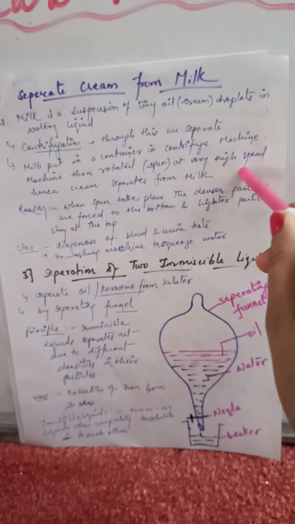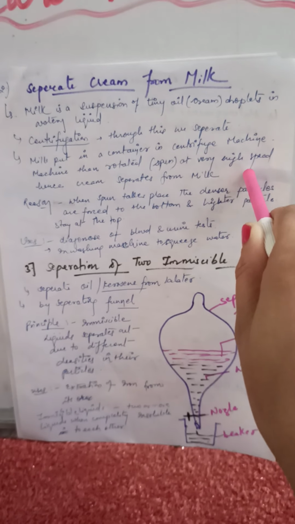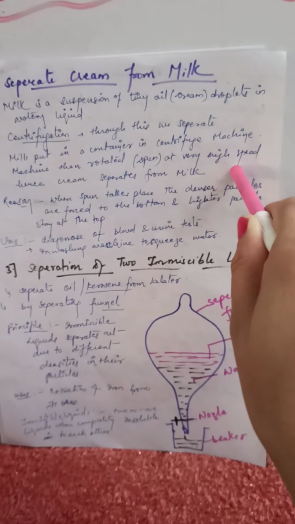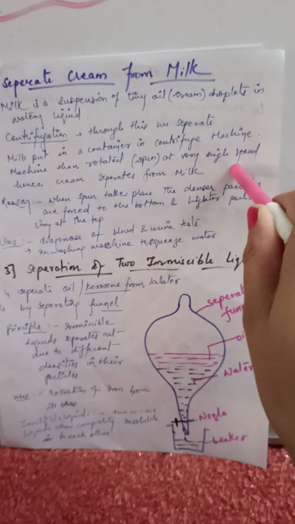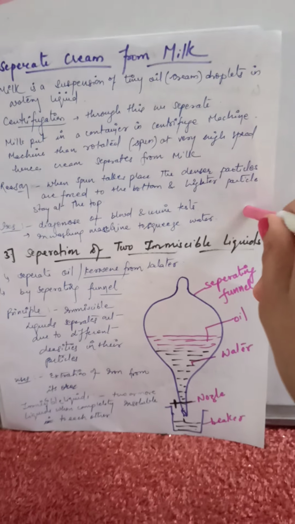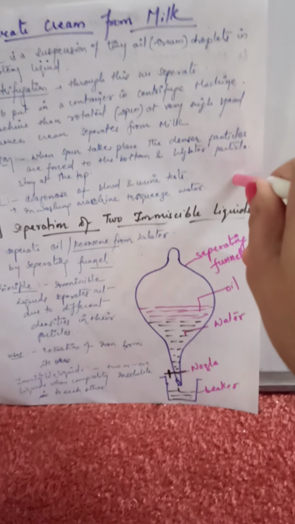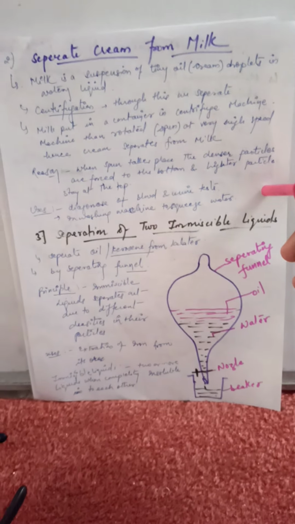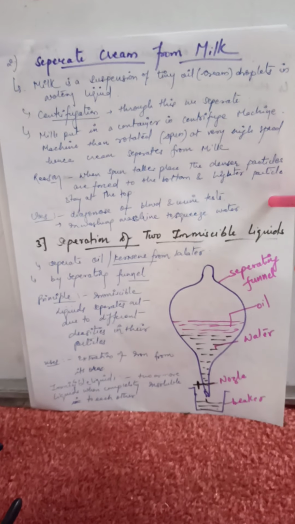Now what is the use of this technique? This technique is widely used in diagnosis labs for blood and urine samples, to find out some disease, and in washing machines to squeeze the water from wet clothes. This is the use of the centrifugation process.